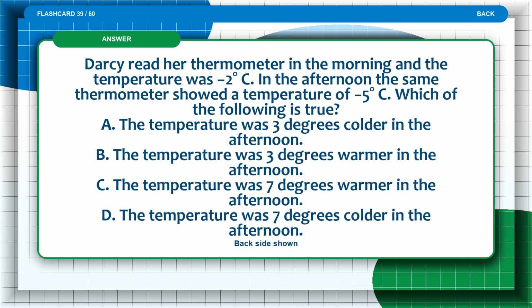The answer is: Darcy read her thermometer in the morning and the temperature was -2 degrees Celsius. In the afternoon the same thermometer showed a temperature of -5 degrees Celsius. Which of the following is true? A. The temperature was 3 degrees colder in the afternoon. B. The temperature was 3 degrees warmer in the afternoon. C. The temperature was 7 degrees warmer in the afternoon. D. The temperature was 7 degrees colder in the afternoon.